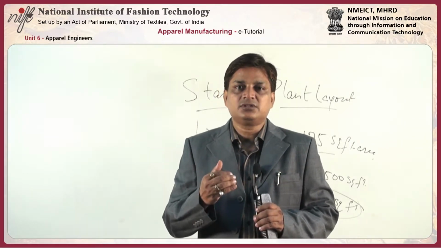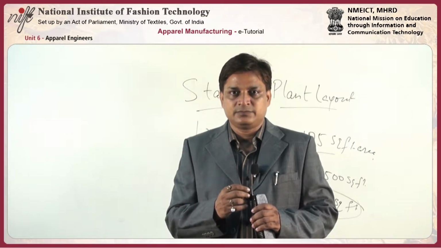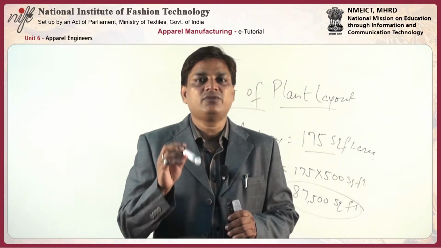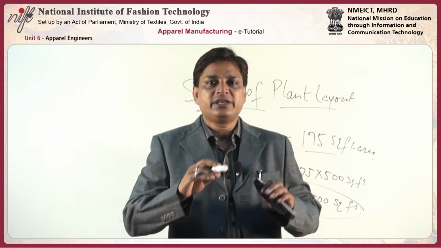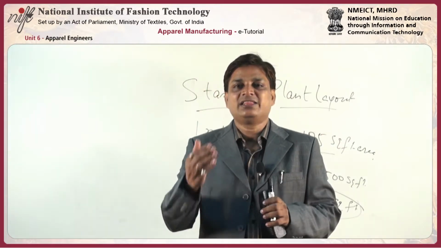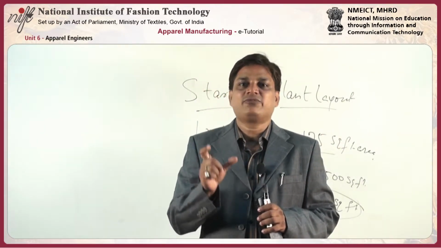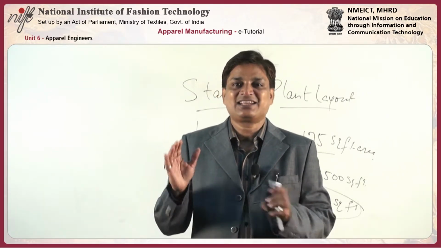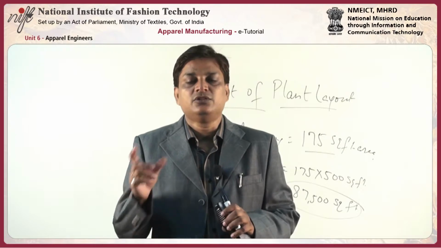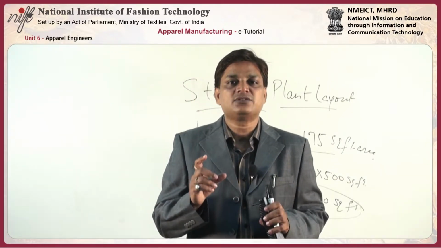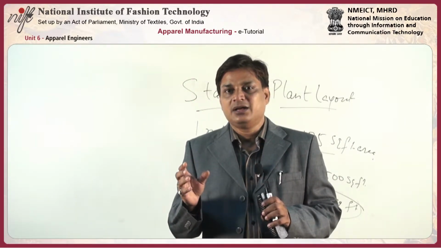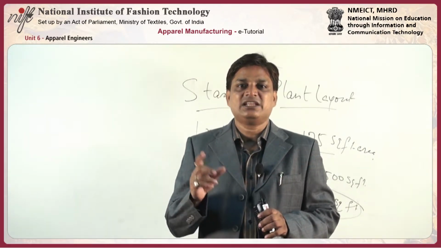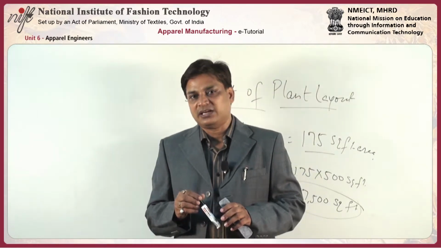So we are going to do the backward calculation. We can have the forward calculation, we can have the backward calculation. Here we are going to have the approximate value, roughly how much area is required, and then we will decide how much area is required for each and every department. That calculation will depend on so many factors. So we will discuss each and every factor.